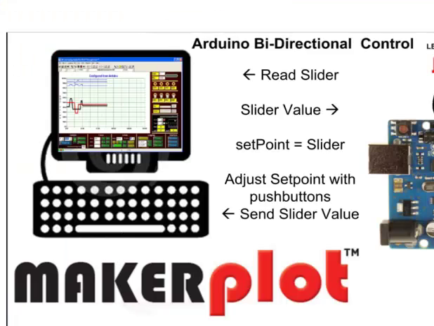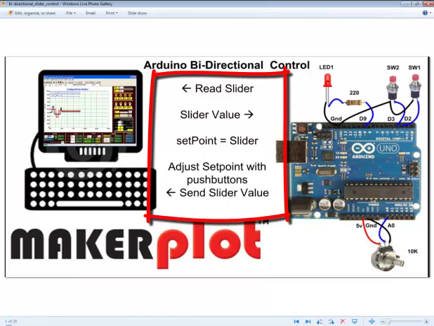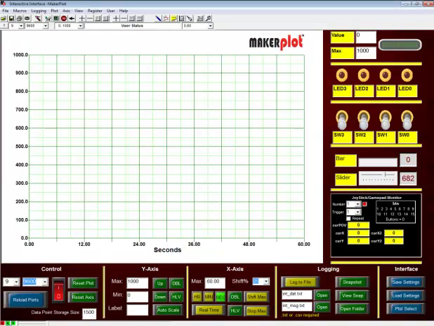Let's take one more look at our graphic, and that is we're going to send out a command to read the slider. MakerPlot is going to respond with the slider value. We're going to set the set point equal to the slider value, and then if our 2 push button switches are adjusted, we're going to then adjust the set point with those switches, and then we're going to send that new set point value as a new slider value back to MakerPlot. So this will be an interesting example to show you, and let's do that now.